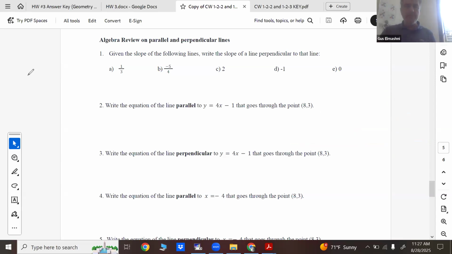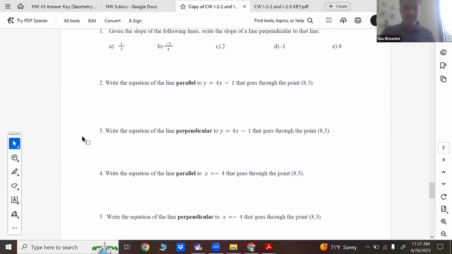Ale, can you read number 2, please? So now if it's parallel, what do we expect the slope to be? The same. What's the slope right now? So we're going to use the same one. y equals 4x plus b. Now, I have to solve for b. What did I do to solve for b? Plug it in. Exactly. Thank you.